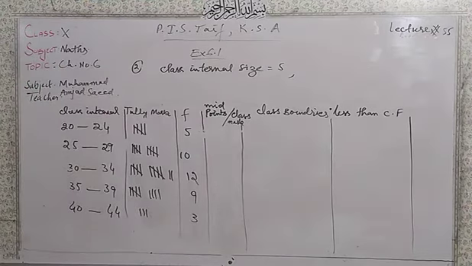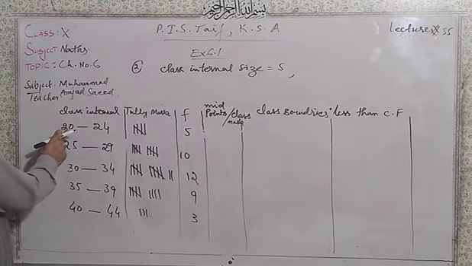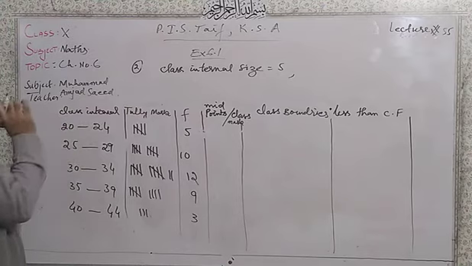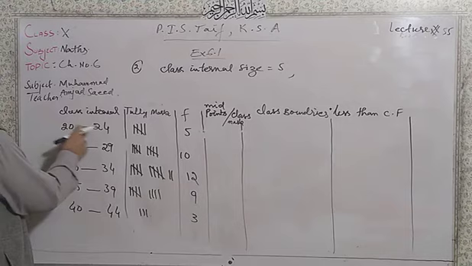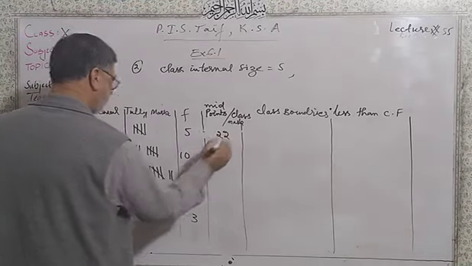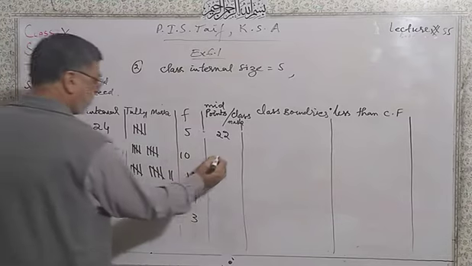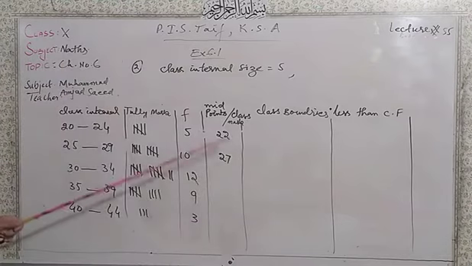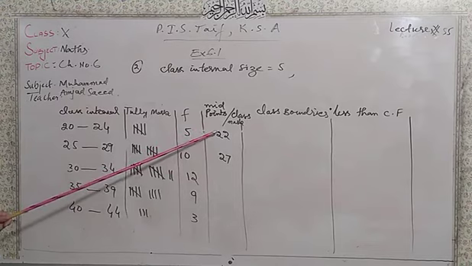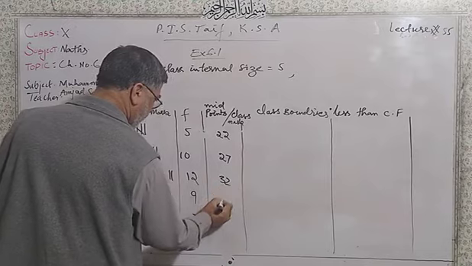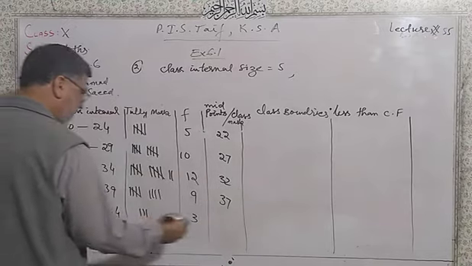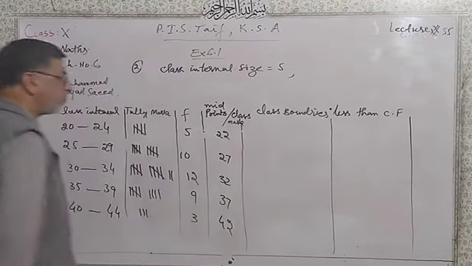And midpoint is, dear students, whenever you want to find the midpoint or class mark, add lower and upper class limit and then divide by 2. 20 plus 24 is 44, divided by 2 is 22. Then here is 27. Remember that this is a gap of 5. 22 plus 5, 27 plus 5, 32 plus 5, 37 plus 5, that is 42.